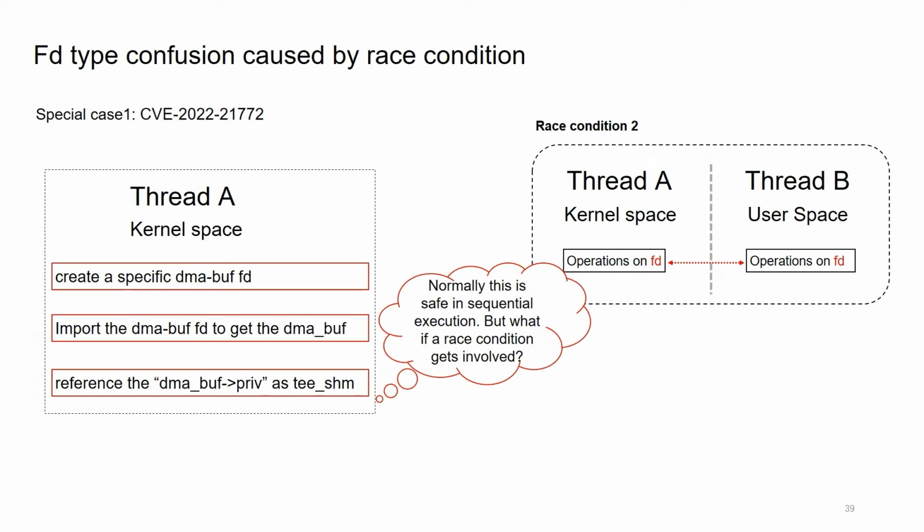The 3 steps in the function are simple. Normally, this is safe in sequential execution. But what if there is a race condition involved? I found that if we apply race condition 2 to this case, something interesting would happen.